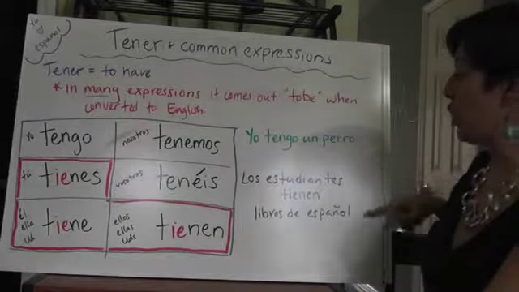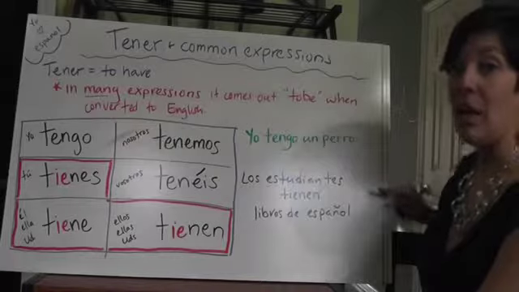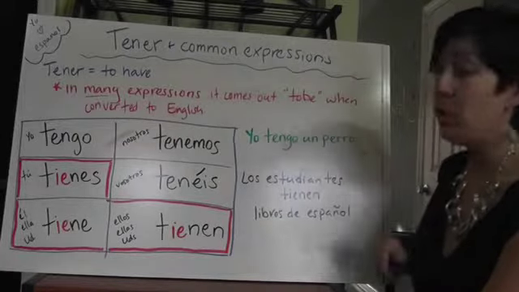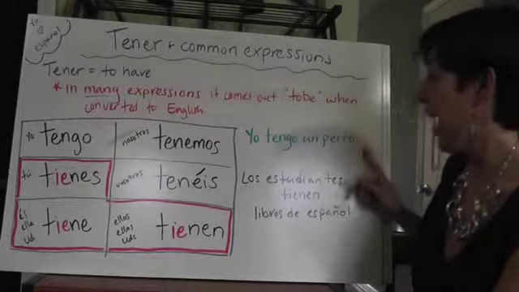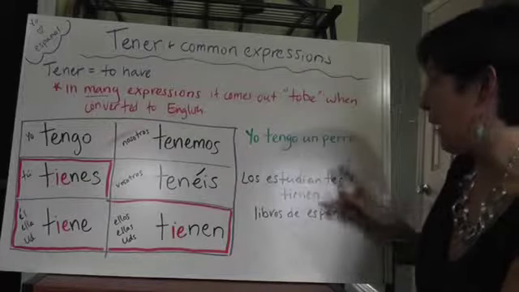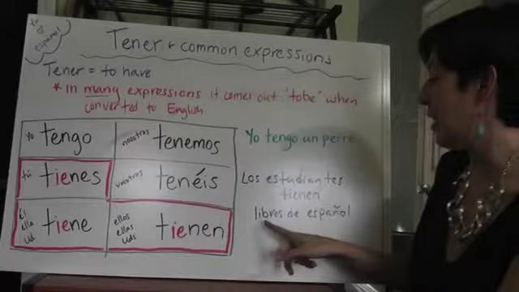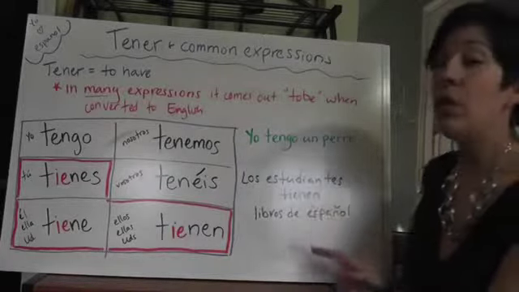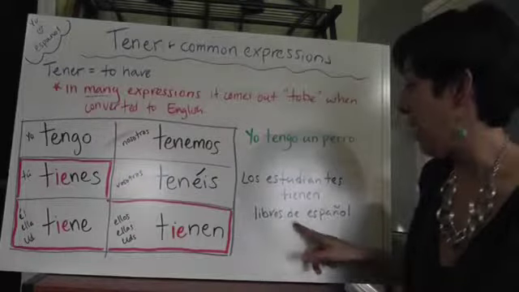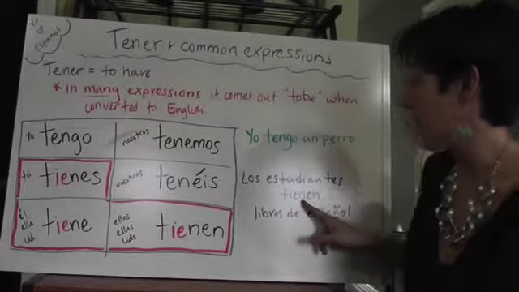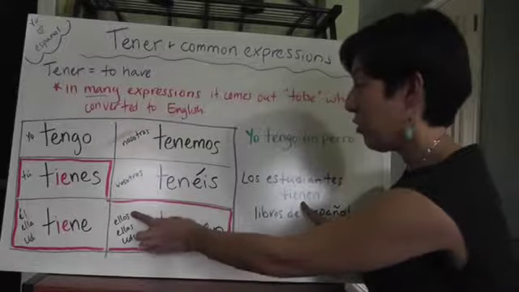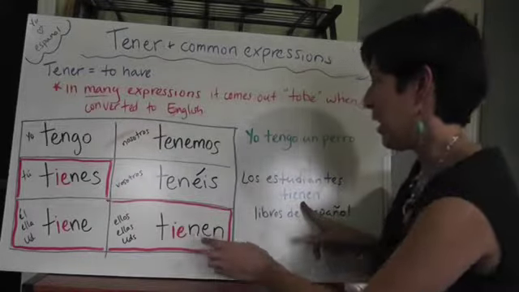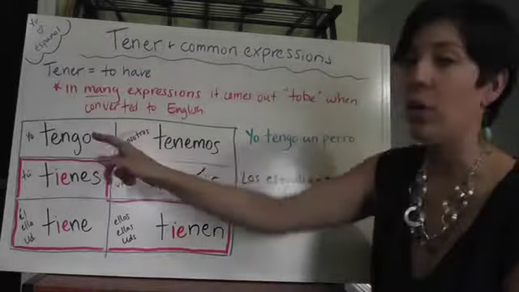And now here we have 2 sample sentences of where tener means to have. Yo tengo un perro. I have my dog Fang. Yo tengo un perro. And los estudiantes tienen libros de español. So the students have Spanish books. Now los estudiantes goes to box 6, right? Because los estudiantes would be ellos tienen, and tengo goes with yo, yo tengo.